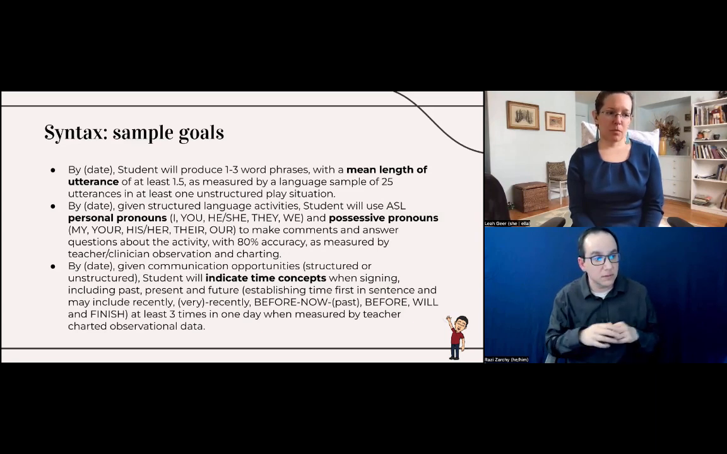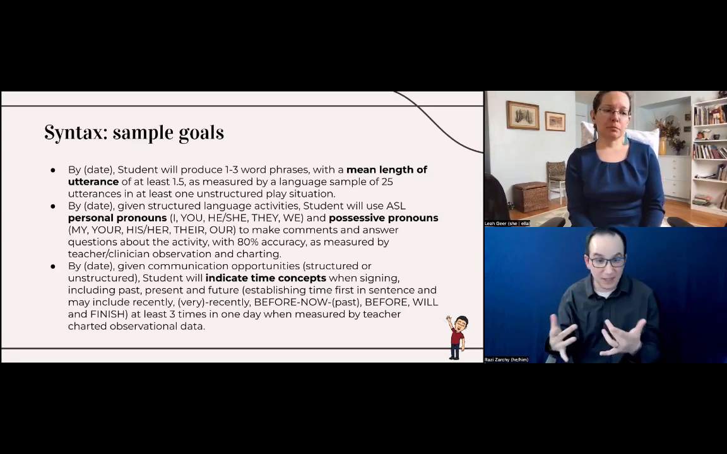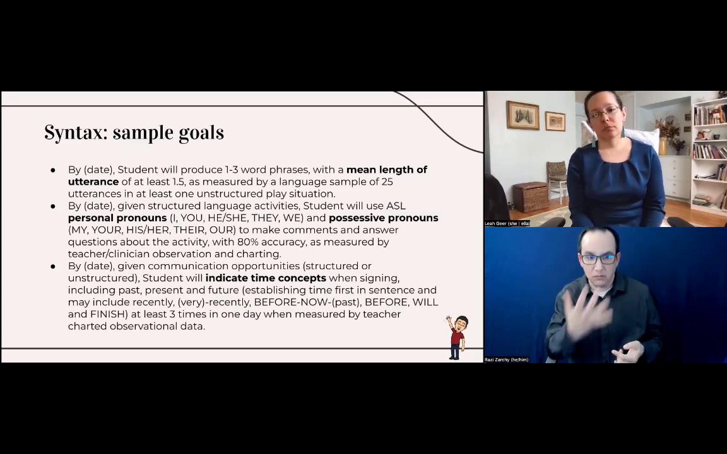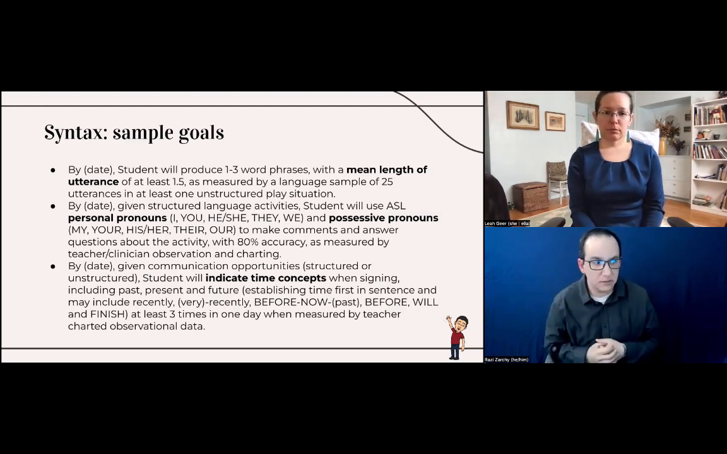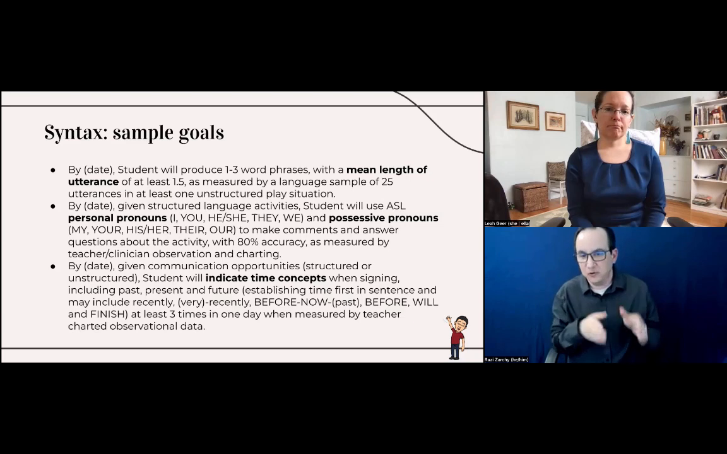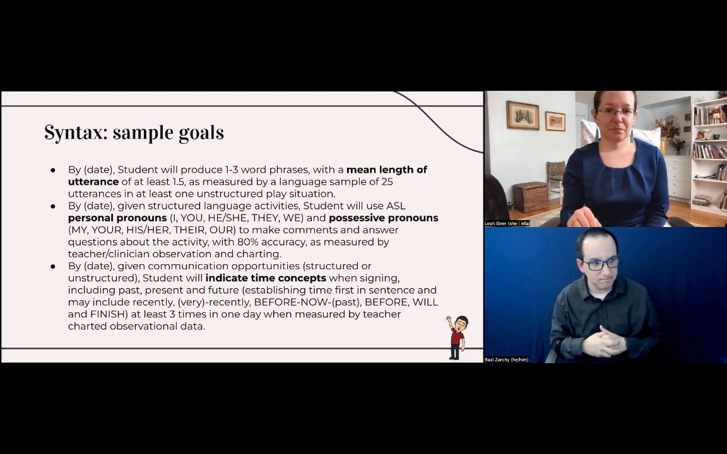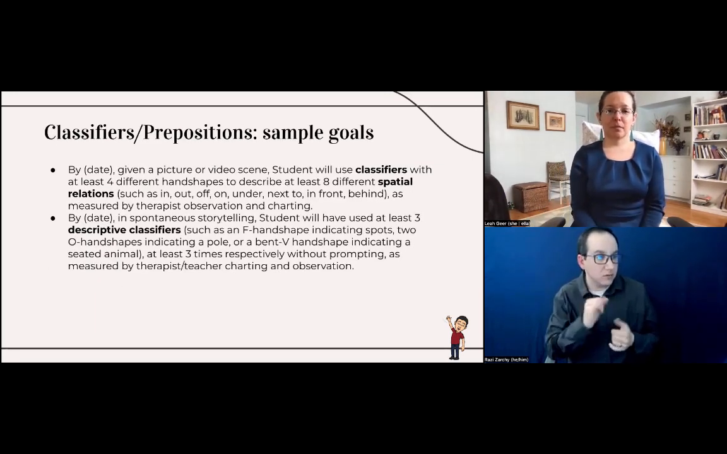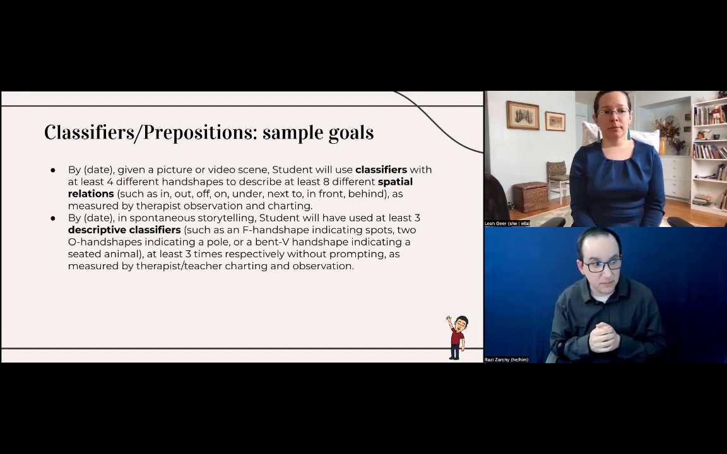So you can also use it to teach different personal pronouns or indicate time concepts. Typically, children who've experienced language deprivation very much struggle with expressing the concept of time and when something happened. So this is a potential way to write a goal for that. Just some ideas. And these are different ideas if you're working on classifiers and use of space.